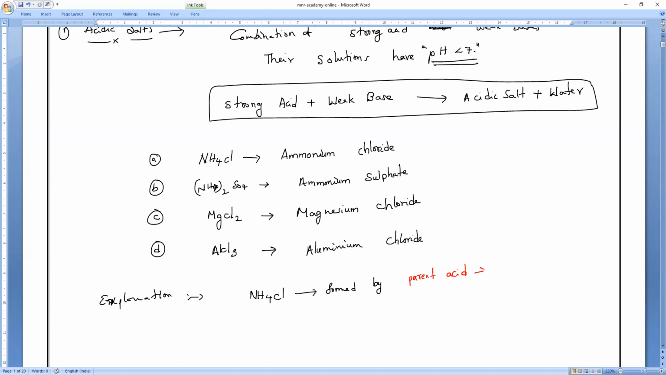Parent acid. What is the parent acid? Everybody. Strong acid. The parent acid is a strong acid, which is HCl, hydrochloric acid. And the weak base, or what we used to call the parent base. We have to know each one: ammonium's parent base and parent acid. Ammonium hydroxide, NH4OH. Very good. Super. So that is what you have to remember.